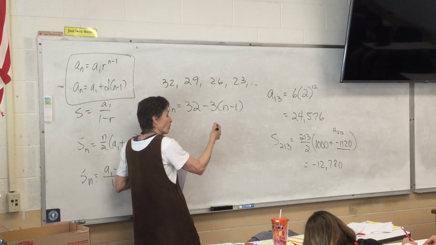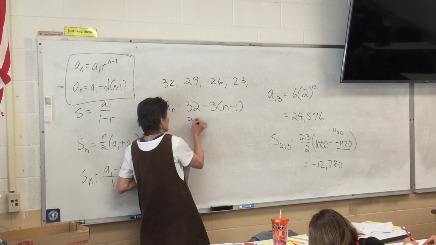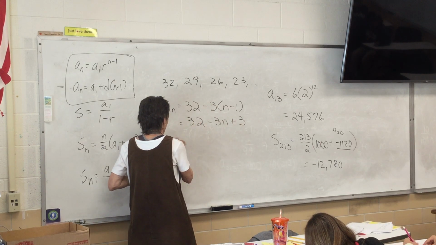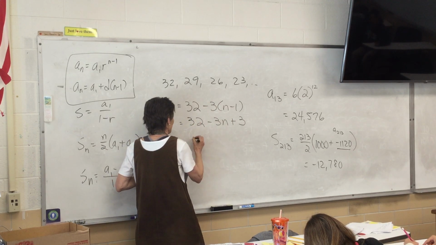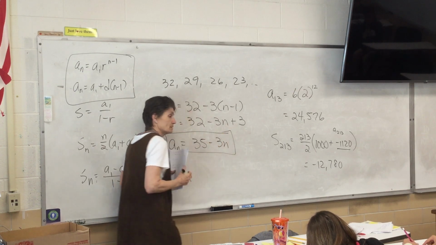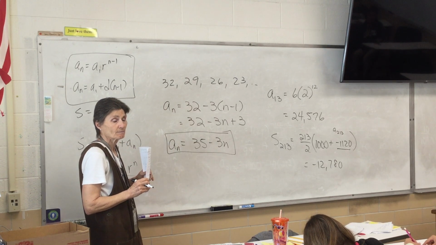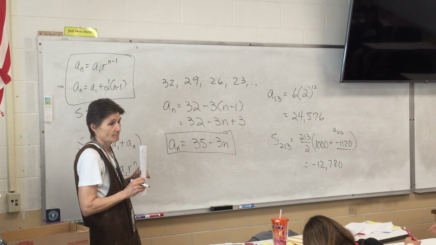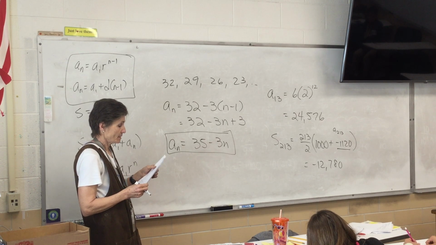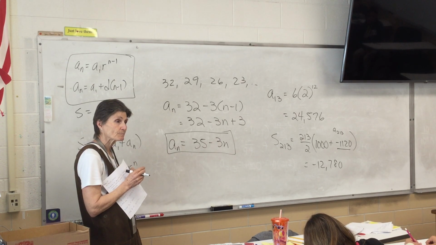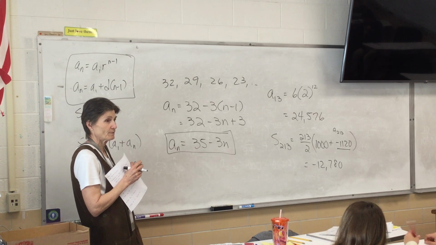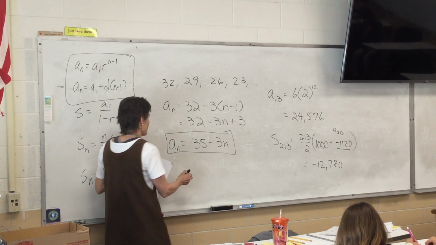Now, if I can do more, I do more. I can distribute. I can add 32 and 3. And there it is. There's your explicit formula. Is everybody okay with that? Guys, you all right? Yep. Okay, good.